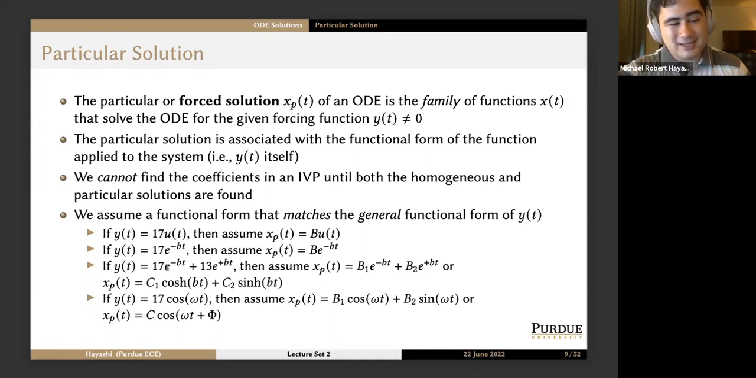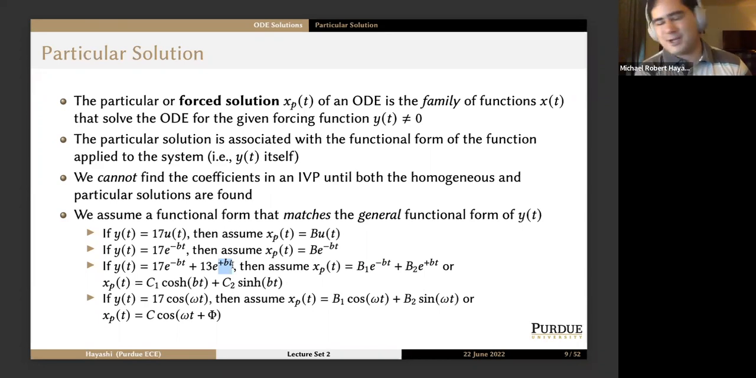If y of t is equal to 17e to the negative bt plus 13e to the positive bt, then you assume x sub p of t is equal to b1 e to the minus bt plus b2 e to the plus bt. So, this is a linear operation. We can treat each of these separately. So we'll get a copy of e to the minus bt, and then some other coefficient times e to the positive bt. You broke it up linearly.